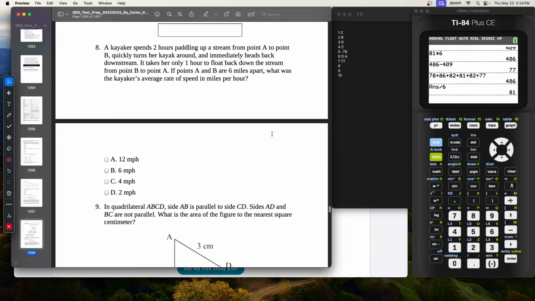Question 8. A kayaker spends 2 hours paddling up a stream from point A to point B, quickly turns her kayak around, and immediately heads back downstream. If it takes her only 1 hour to float back down the stream from point B to point A, and points A and B are 6 miles apart, what was the kayaker's average rate of speed in miles per hour?